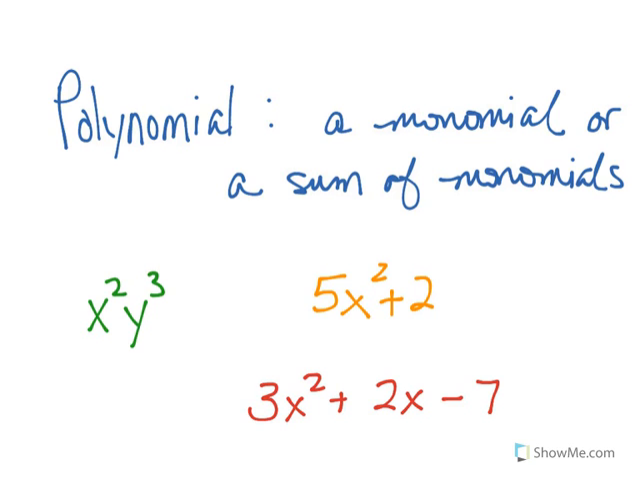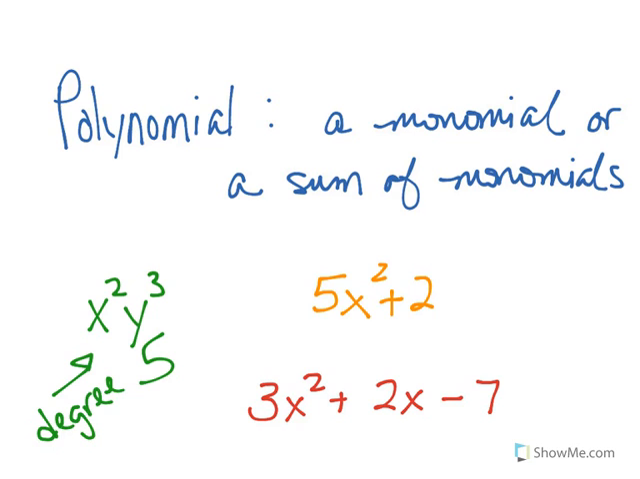When we look at each of these examples, in the green we have x squared y cubed, a monomial, and we can name that monomial by its degree. The degree of a monomial is the sum of the exponents of its different variables. So the degree of x squared y cubed is 2 plus 3, or 5. So this has degree 5 for a monomial.